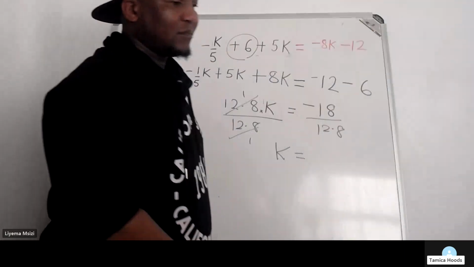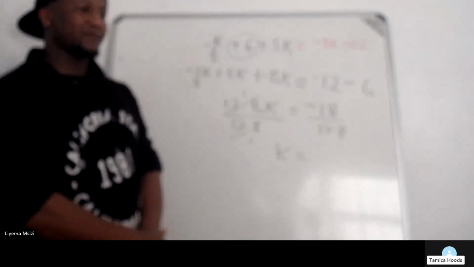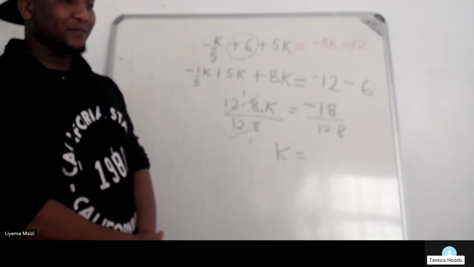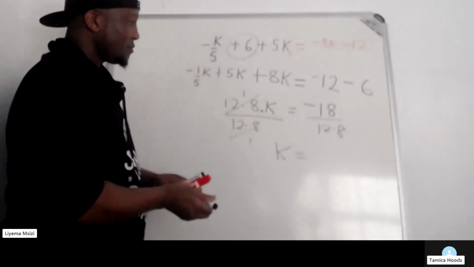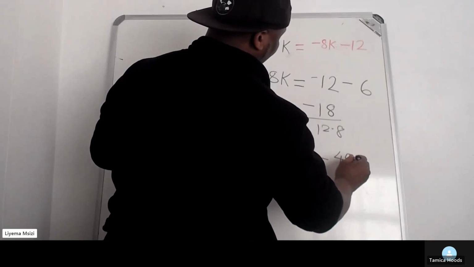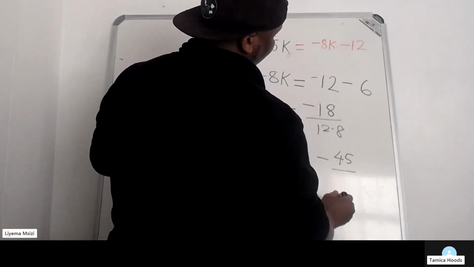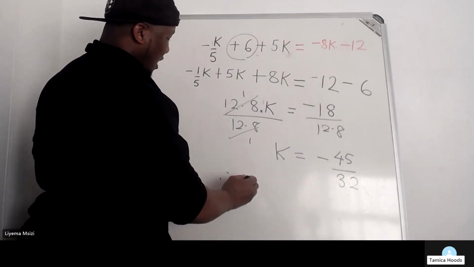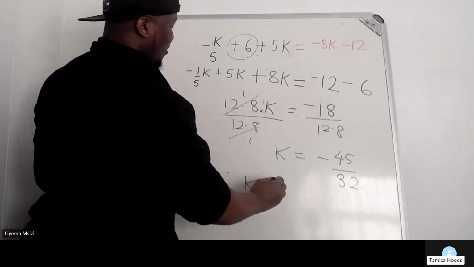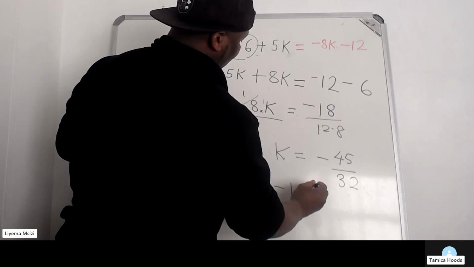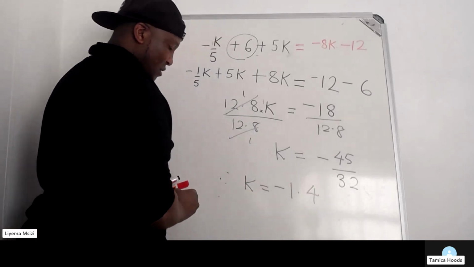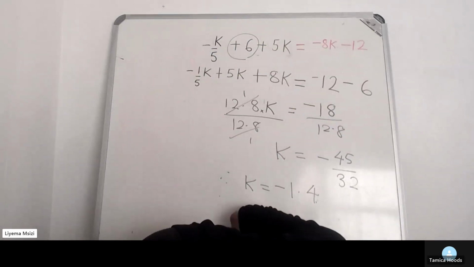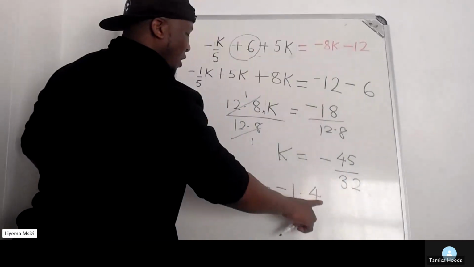Do you want it in a fraction or decimal? Give us both. For the fraction, it is -45/32. But now let's put it in decimal. The decimal is equal to -1.40625. We cannot start from there, right? You always put in two decimal places, right? So you say -1.4, and then what?